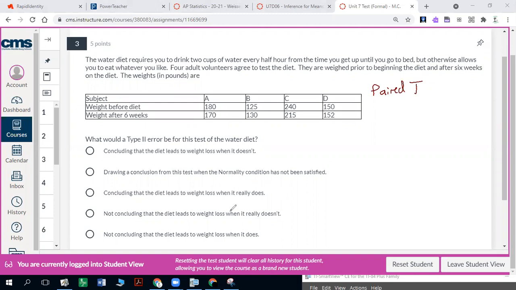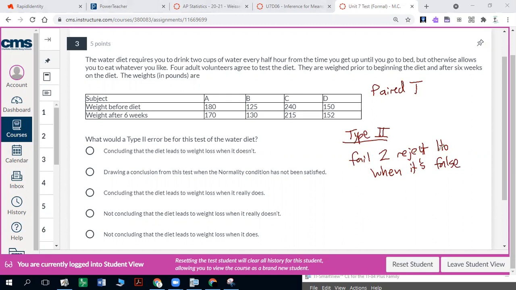But this question is not really asking anything about paired t. It's asking what a type 2 error would be for this test of the water diet. So again, a type 2 error is when you fail to reject the null when it's false.